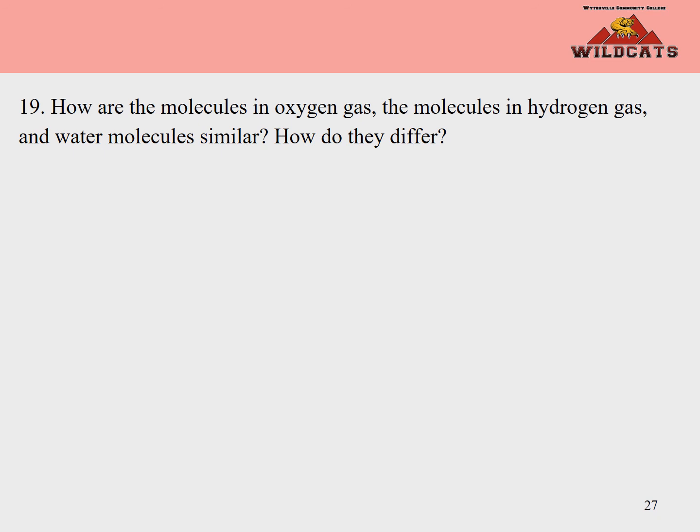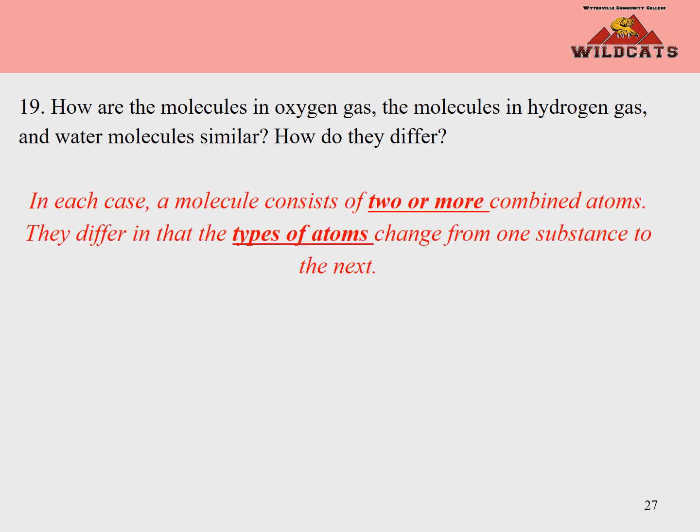Number 19, how are molecules of oxygen gas, molecules of hydrogen gas and water molecules similar, and how are they different? Well, in each case, the molecule consists of two or more combined atoms. They differ in the types of atoms, and those different types of atoms are going to give them different properties and different characteristics. And we're going to be taking a look at some of those a little bit in the second half of Chem 111.